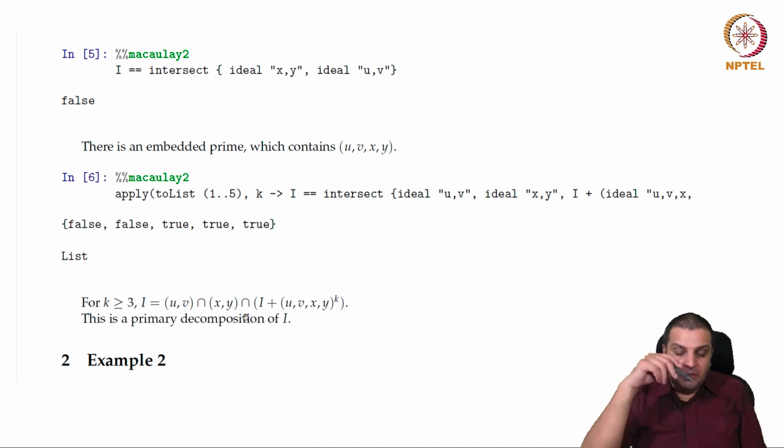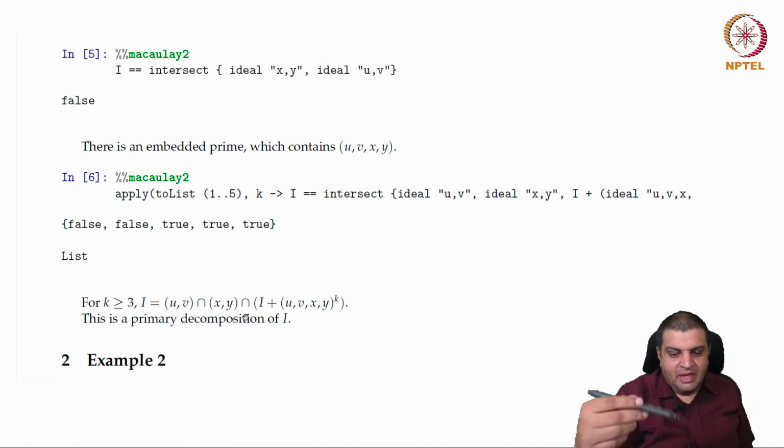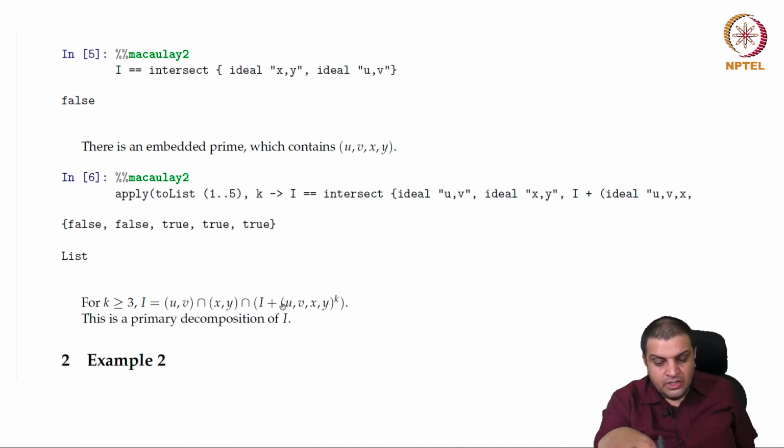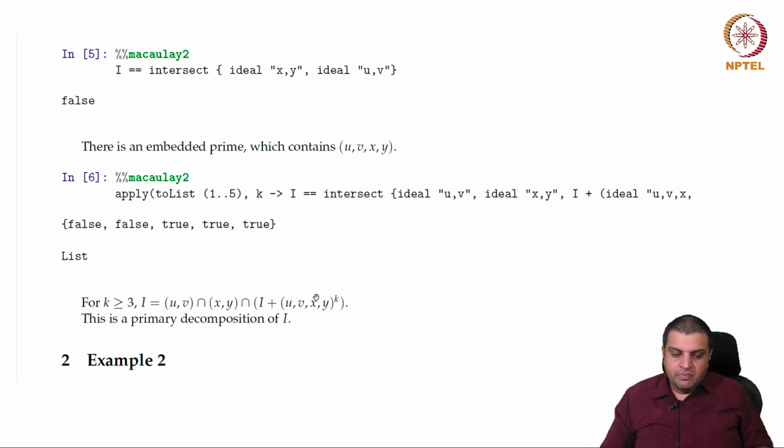And we did this example by hand earlier, and it shows that primary decomposition is, except for the minimal primes, very non-unique. So we will stop here. We will discuss the next example in the next lecture.